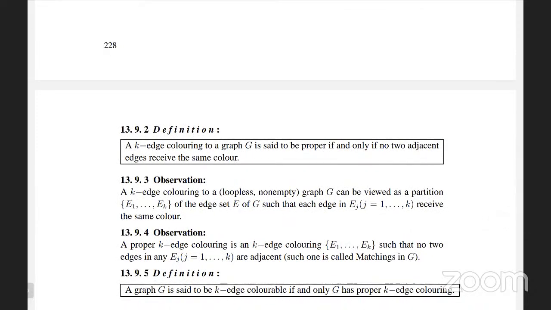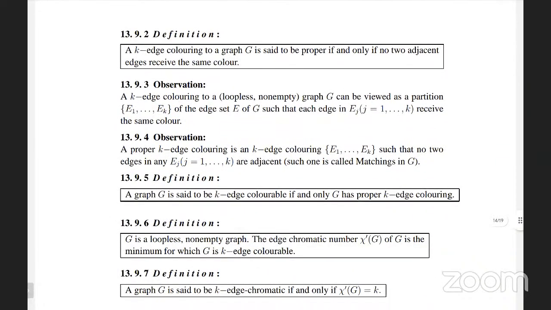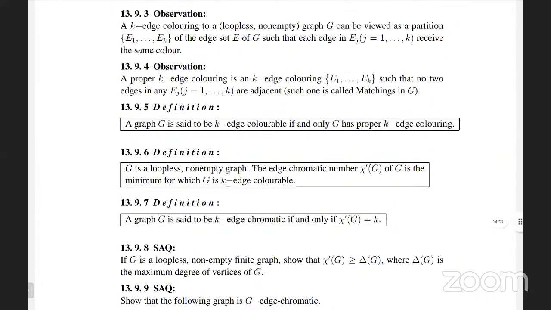A k edge coloring of the graph G is said to be proper if and only if no 2 adjacent edges receive the same color. These all are the observations. Definition: a graph G is said to be k edge colorable if and only if G has a proper k edge coloring. It is called k edge colorable.